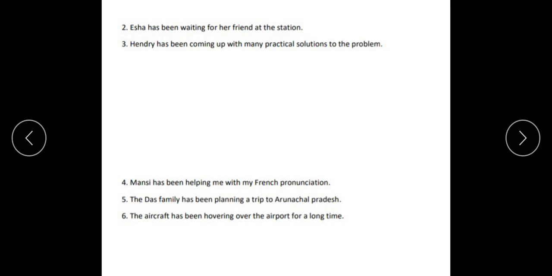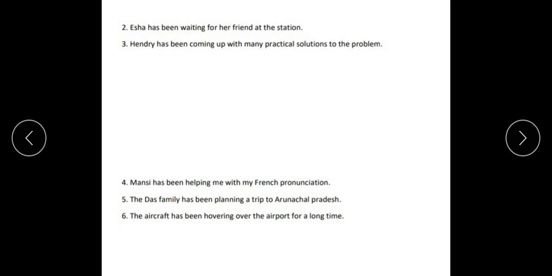Now the second statement is, Isha waited for her friend at the station. So here it is, Isha has been waiting for her friend at the station. Henry came up with many practical solutions to the problem. Here it is a printing mistake. Here it will be Henry, D is not included in this. Henry has been coming up with many practical solutions to the problem.